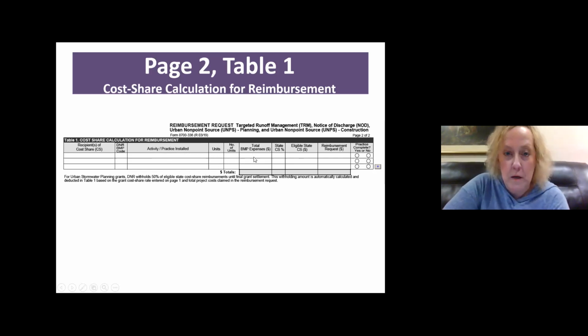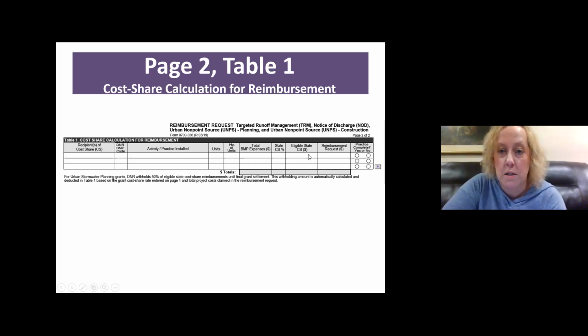the total BMP expense, the total cost of the BMP, the associated cost share percentage for your grant, the eligible state share, the eligible state cost share based on that cost share percentage, and then the amount that you are specifically requesting for that practice.